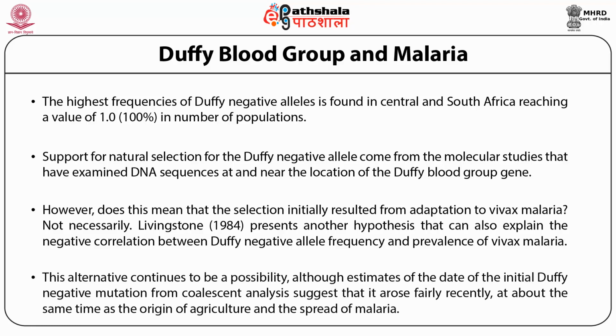This alternative continues to be a possibility, although estimates of the date of the initial Duffy negative mutation from coalescent analysis suggest that it arose fairly recently, at about the same time as the origin of agriculture and the spread of malaria. If so, then vivax malaria was responsible for fixation of the Duffy negative allele in Africa.